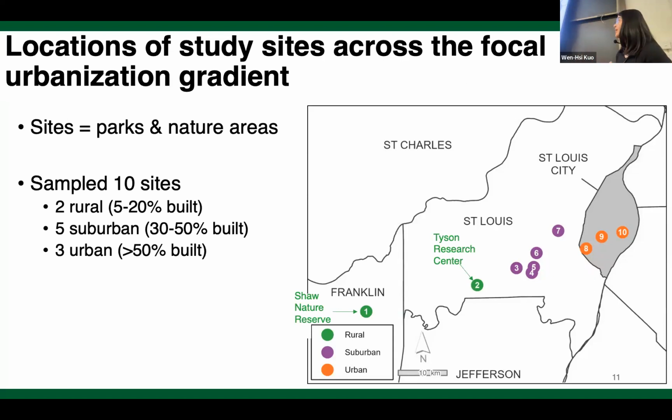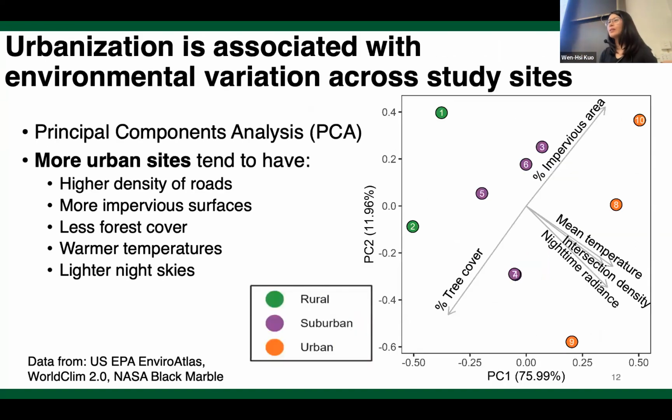Yeah, so I would say the main variable that we used to classify the different site types was percent built environment. So that's buildings, roads, and sidewalks. And so 5 to 20% built, that's rural. 30 to 50% built, that's suburban, and anything above 50% built environment would be considered urban. But there are other variables that people could use to differentiate between these different site types. So this PCA is showing the other environmental variables that could be considered. I think different urban ecologists will classify it differently, but I think percent built environment's a good starting point.